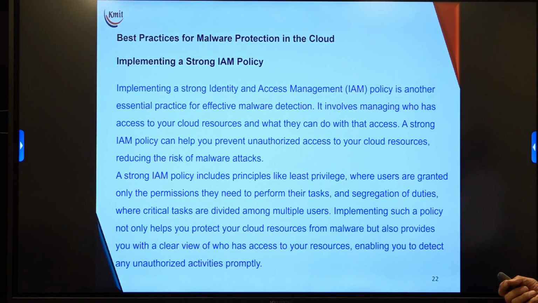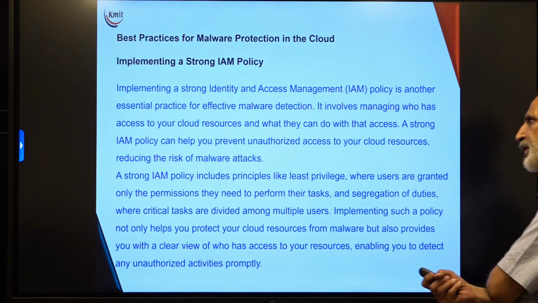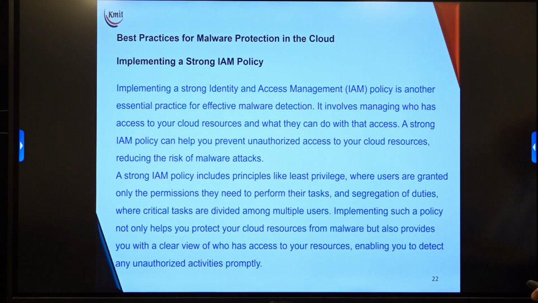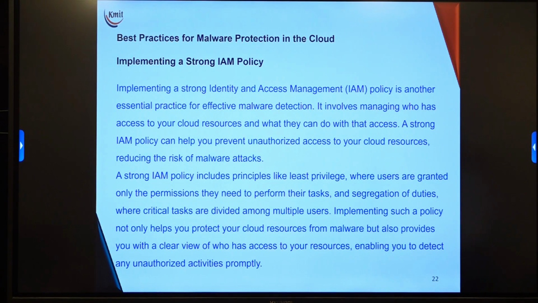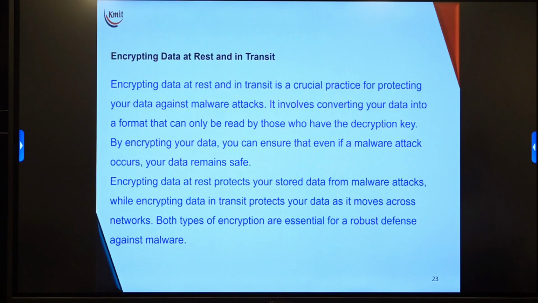Implement a strong IAM policy, that is access control and management, what we call identity access management. Who is going to access what kind of information? This kind of privilege control will help with a better security policy. A strong IAM policy includes principles like least privilege, where users are granted only the permissions they need to perform tasks, such as printing a file or printing a bill, and segregation of duties. So a strong IAM policy can also enforce security on the cloud.